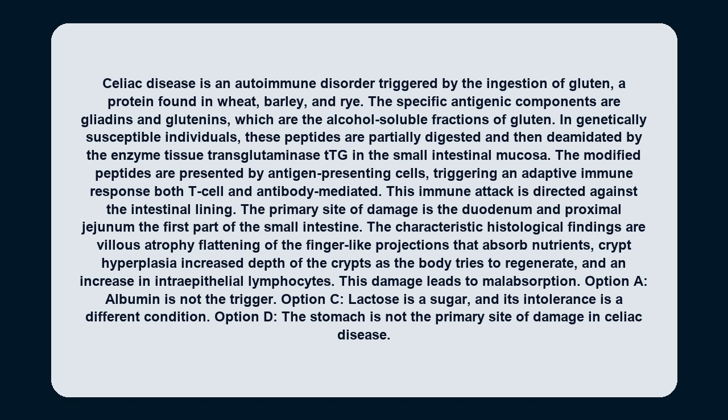This immune attack is directed against the intestinal lining. The primary site of damage is the duodenum and proximal jejunum, the first part of the small intestine. The characteristic histological findings are villus atrophy, flattening of the finger-like projections that absorb nutrients; crypt hyperplasia, increased depth of the crypts as the body tries to regenerate; and an increase in intraepithelial lymphocytes. This damage leads to malabsorption.